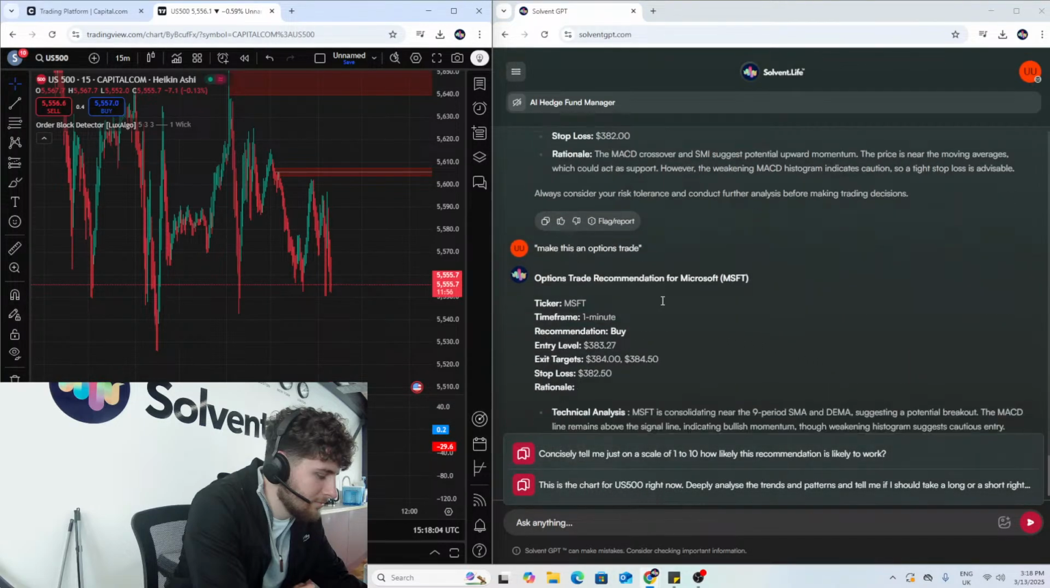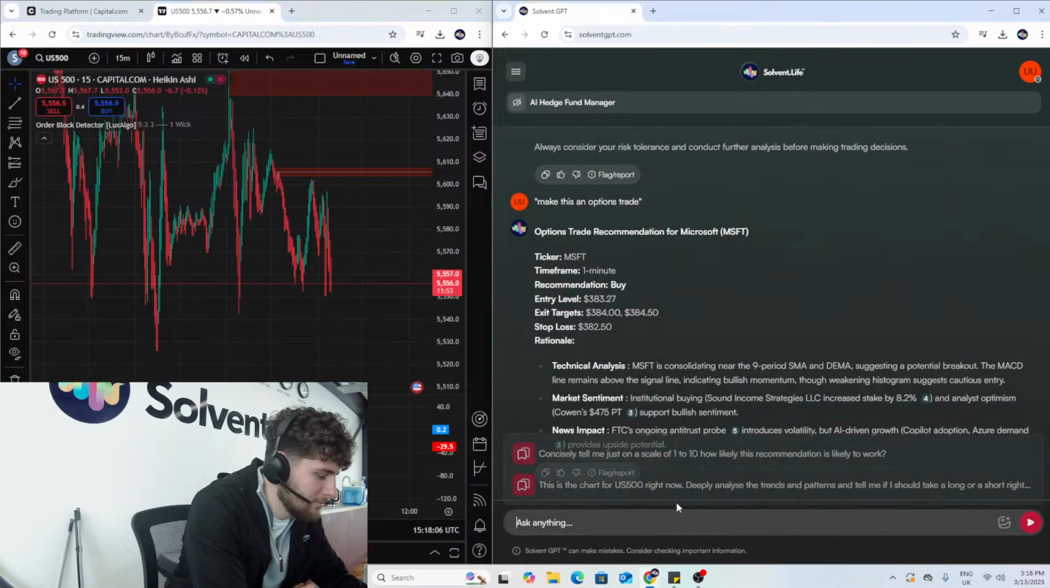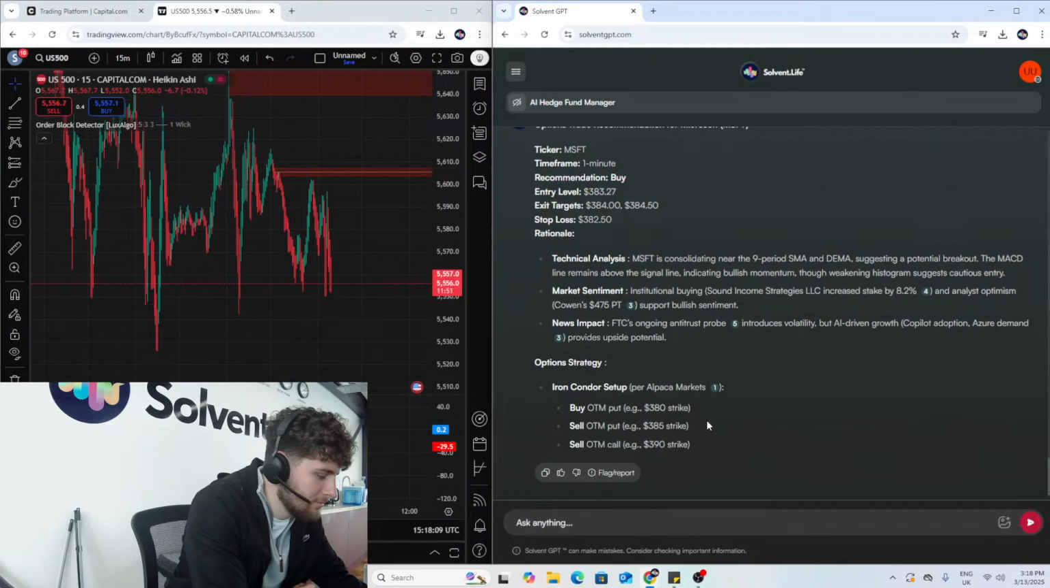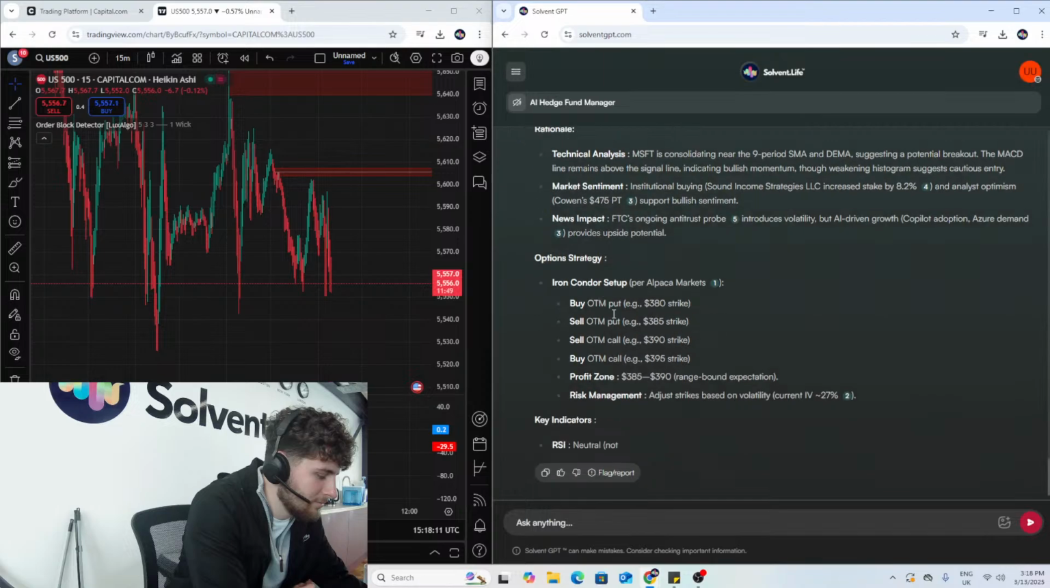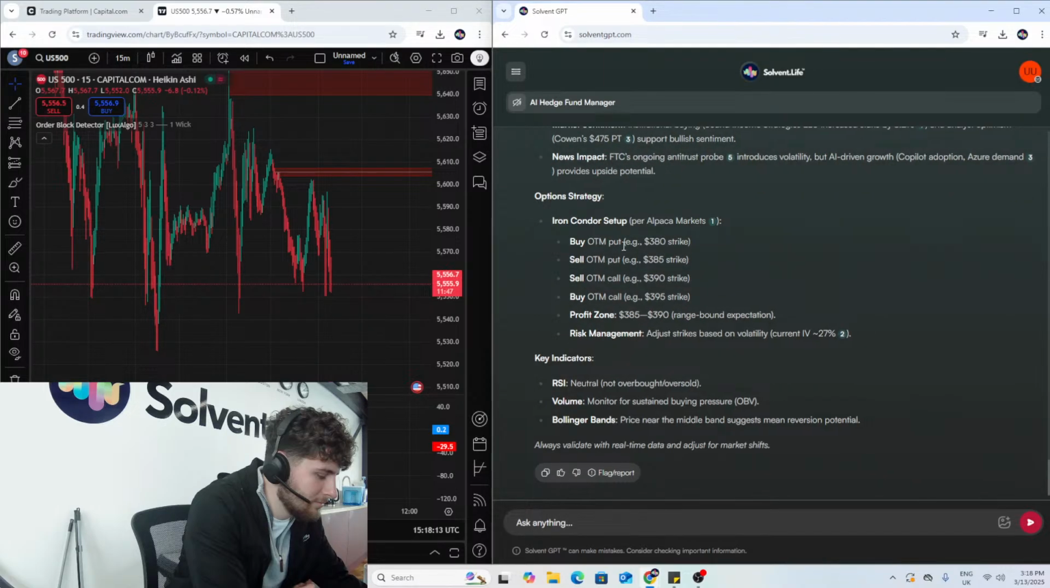Okay, trade recommendation for Microsoft. And then the options strategy. So we have an iron condor setup: buy an on the money put at 380 strike, and then sell an on the money put at 385. The next step is to sell an on the money call at 390 and buy an on the money call at 395. And our profit zone for this trade will be around $385 to $390. Risk management, adjust strikes based on volatility.